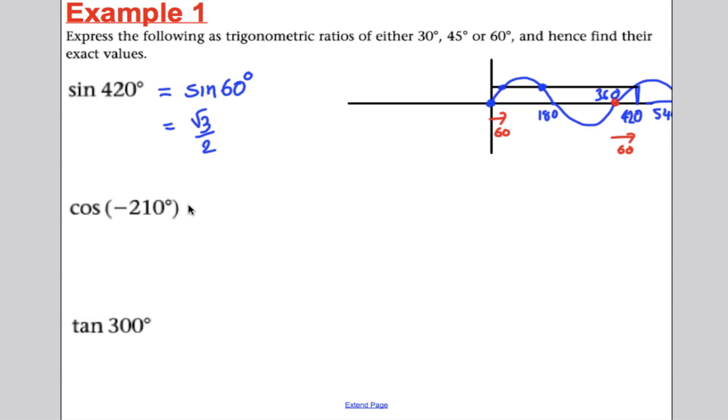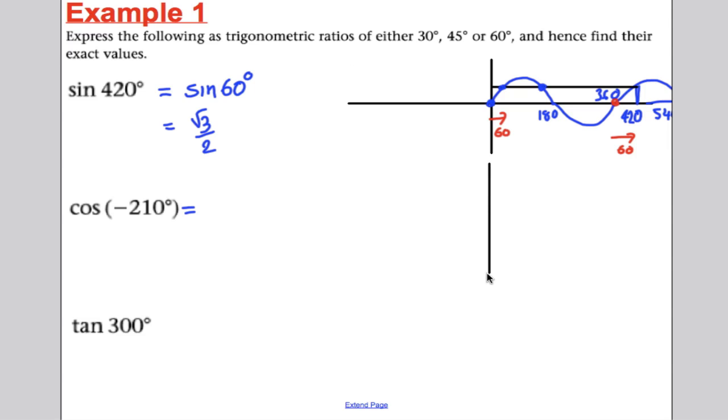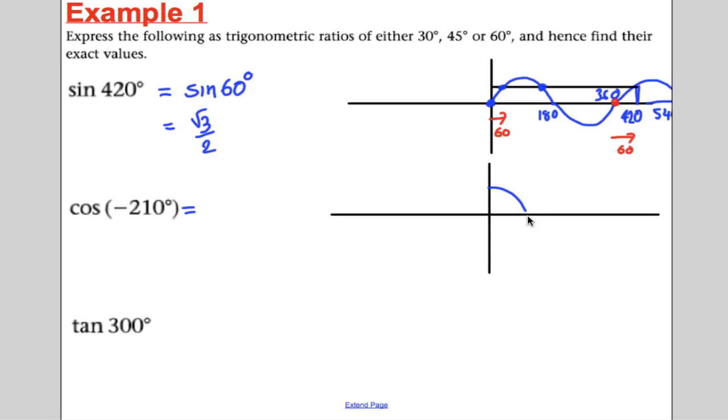Cos of negative 210, again, draw a graph. I'm always drawing graphs with these questions. What did cos look like? It started up here, came down for 90, and that was 180.